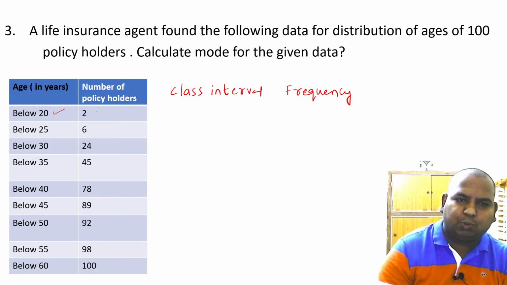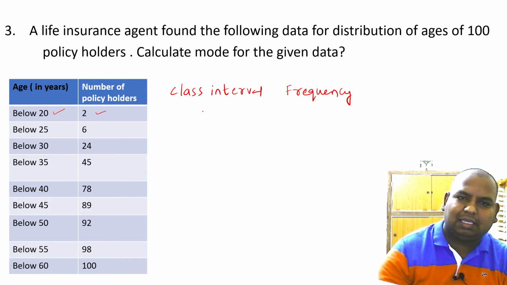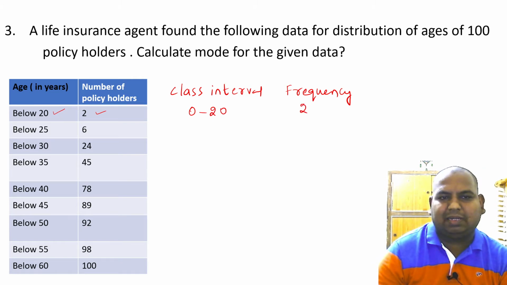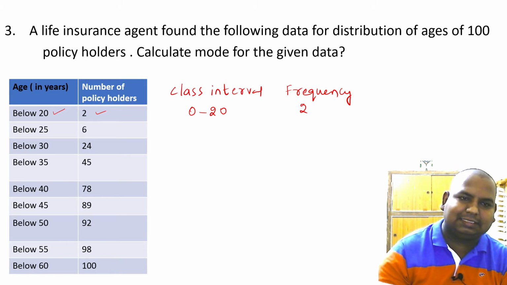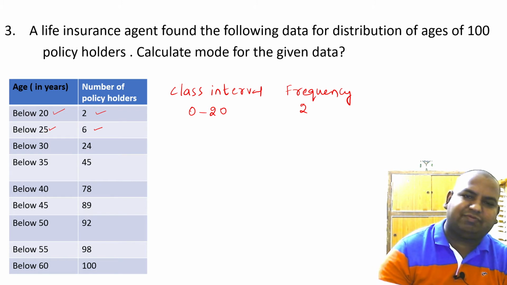Below 20 there are two people. That means 0 to 20, two members. There are two people whose age is below 20. Next, below 25, 6 people. There are 6 people whose age is below 25.